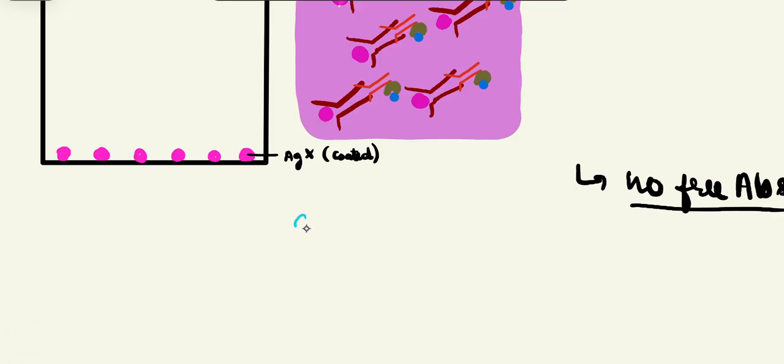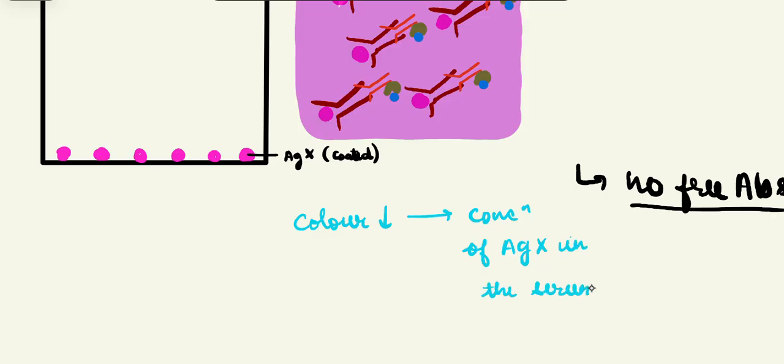So I can say that if the color is decreasing or if there is no color, the concentration of antigen X in the serum, means in the patient, was high, and because the concentration of the antigen in the patient was high, all of that bound to the introduced antibodies. So this is the basic concept of competitive ELISA.